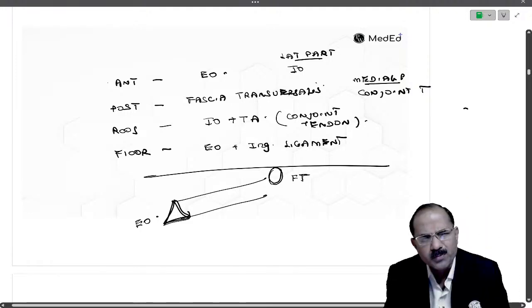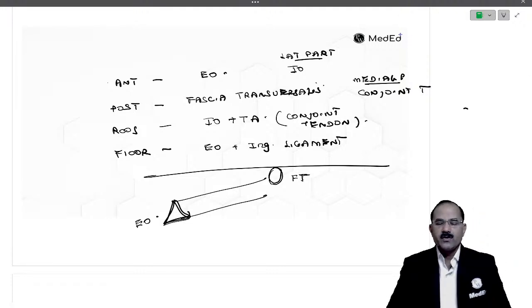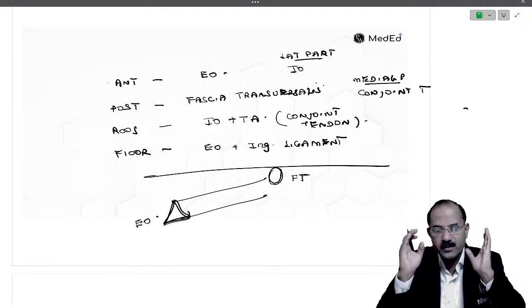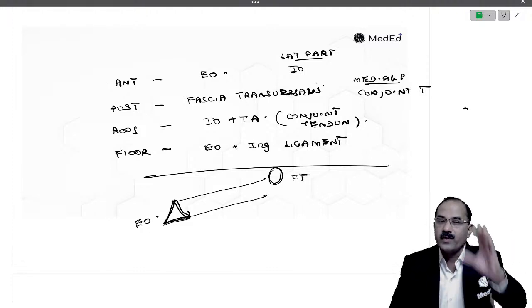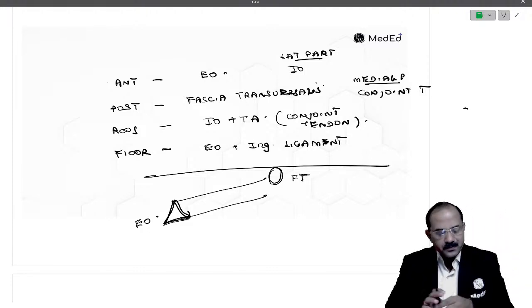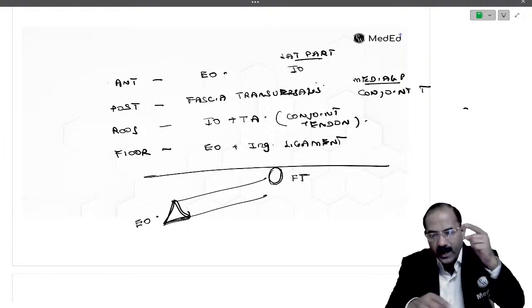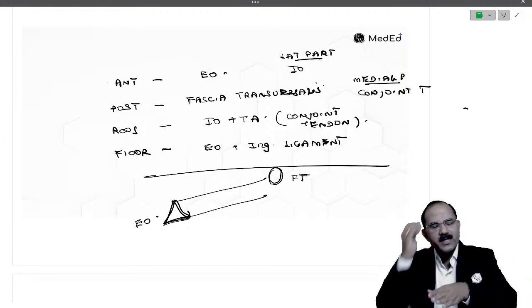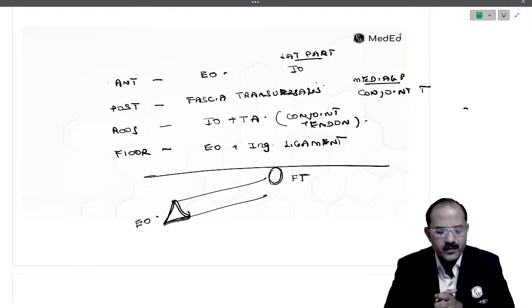That's a very, very important MCQ. That's a very important viva question. So superficial inguinal ring is a defect in external oblique aponeurosis. The deep inguinal ring is a defect in fascia transversalis, right? What are the contents of inguinal canal? In males, spermatic cord and ilioinguinal nerve. In females, it's the round ligament of uterus and the ilioinguinal nerve.